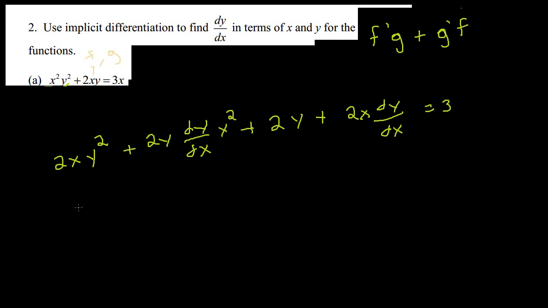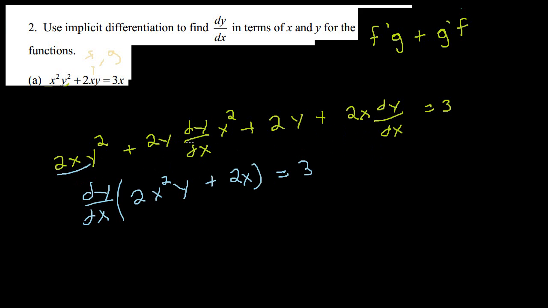So then it's going to be dy over dx. And we see this term right here has it. And that would be left with a 2x squared y. And we have this term over here, which gives us just a 2x. And that's going to equal a 3. And if we put everything else that doesn't have a dy dx in its term to the other side, that would give us a negative 2xy squared and a negative 2y.